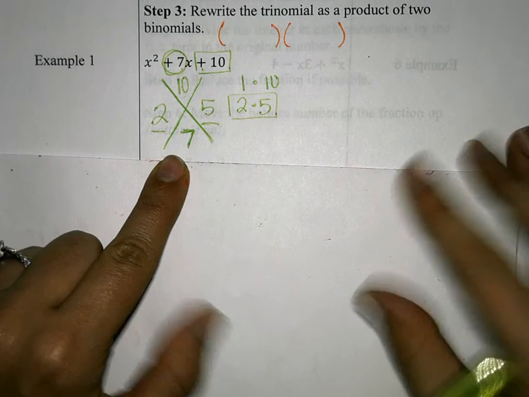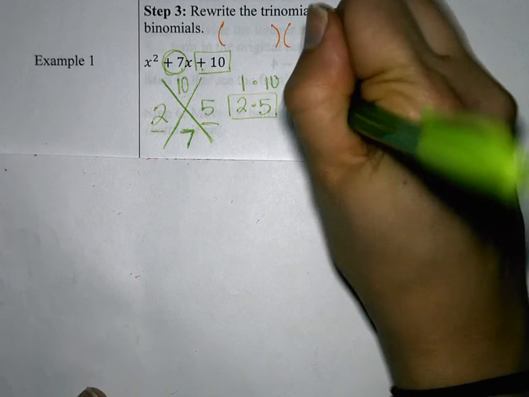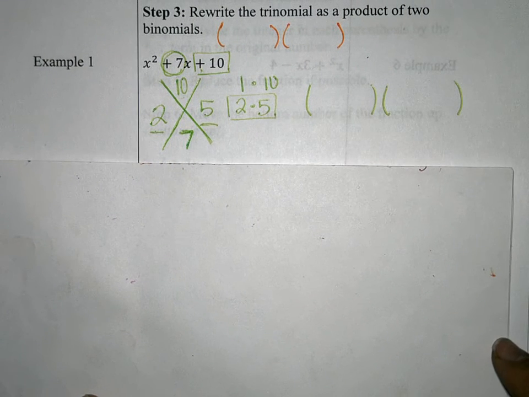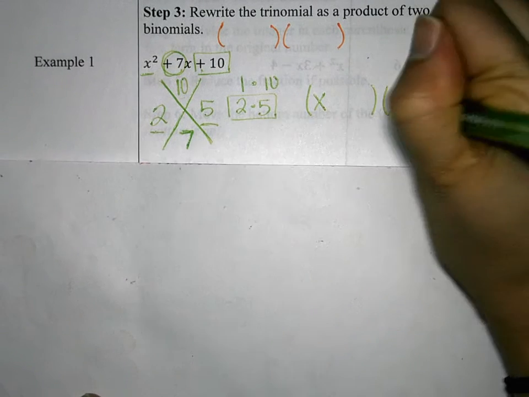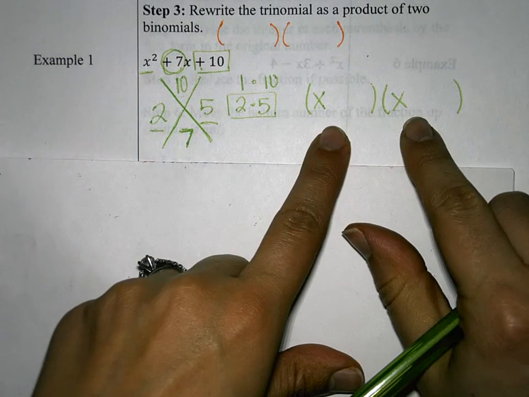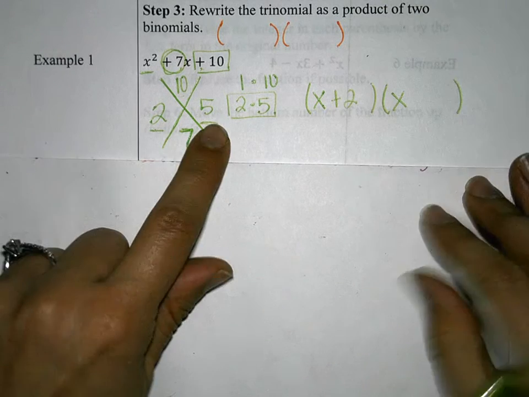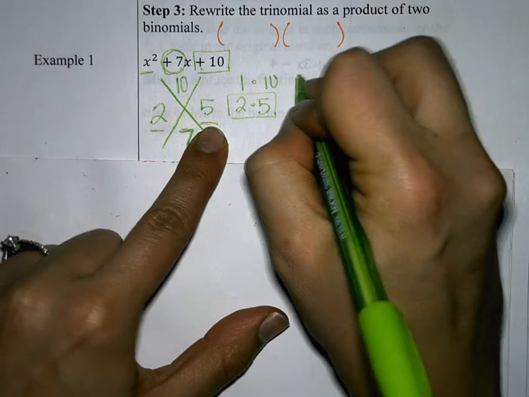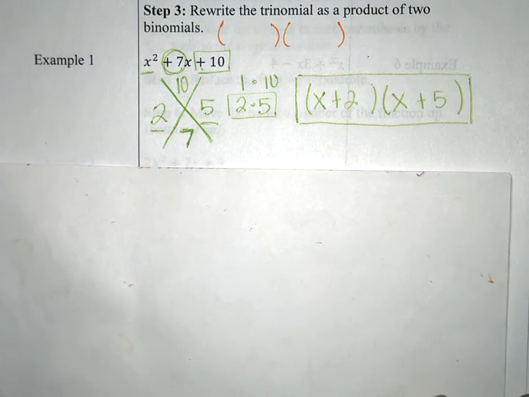So then step 3 says we want to write these as a product of two binomials. So I'm going to set up my binomials. My variable is x squared, so I'm going to write x and x in the front of each. And then plus 2 goes in one, and plus 5 goes in the other. And that would be my answer.